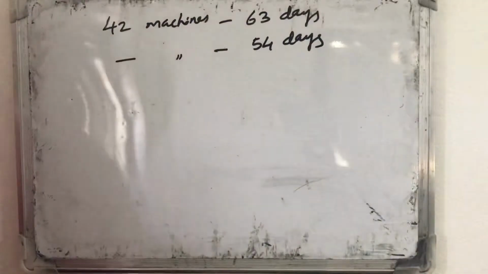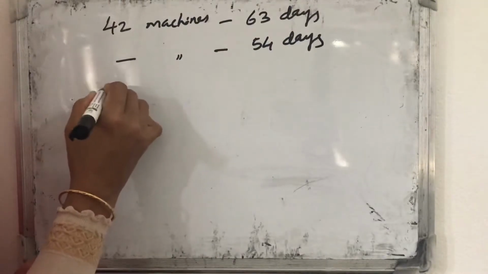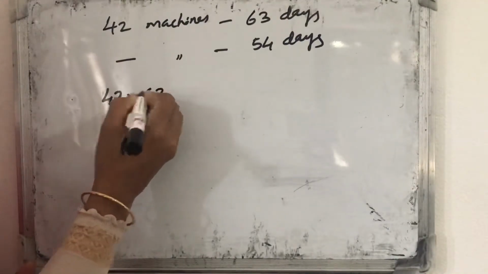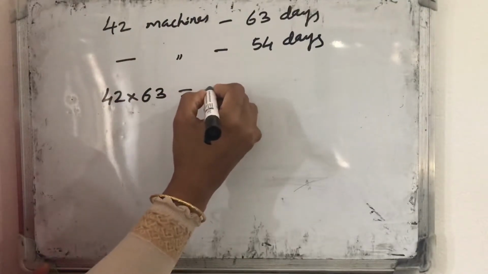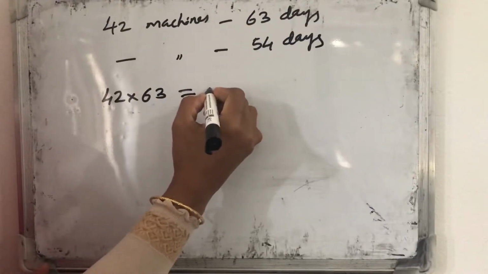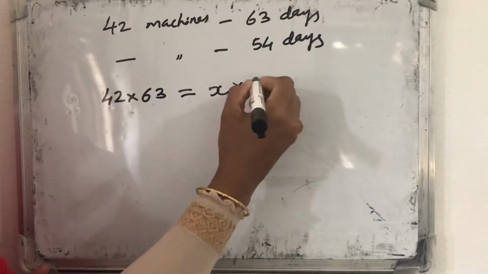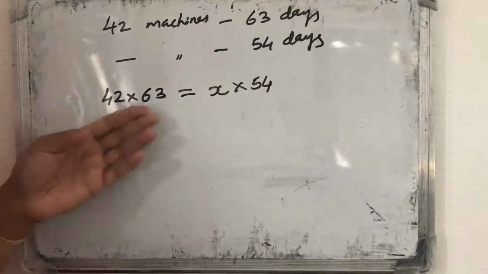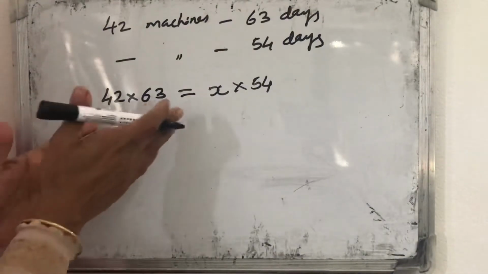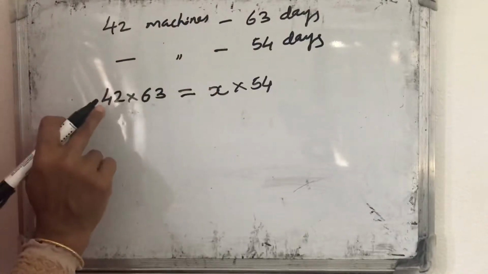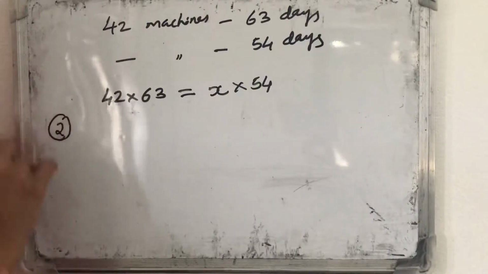So how can we use that for inverse variation? As it is an inverse variation, we know x1 y1 equals x2 y2. So 42 into 63 is equal to x into 54, where x is the number of machines in the second case. From this you can find out the value of x. All of you find its answer. From this it is very easy. x is equal to 42 into 63 divided by 54. I will just give the clues, you do all the work along.